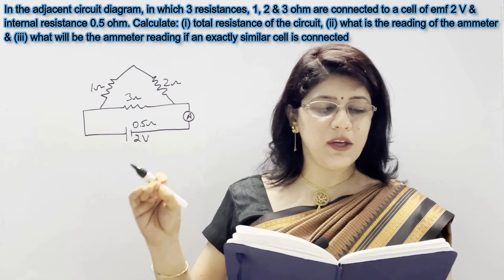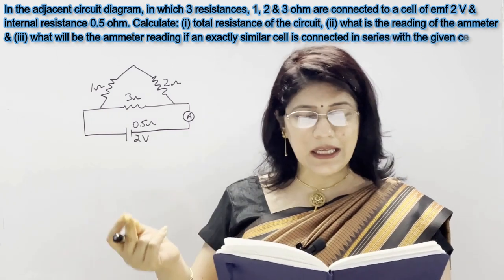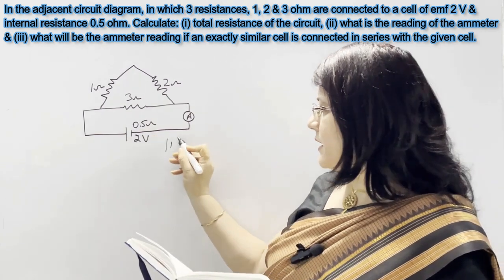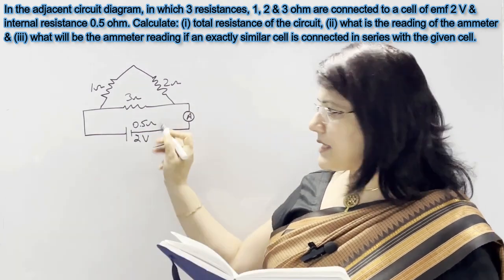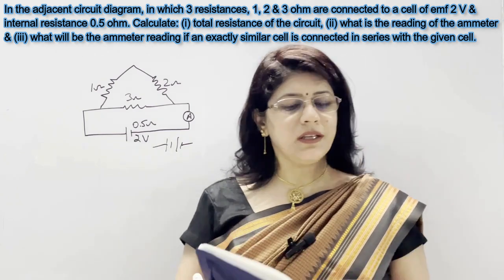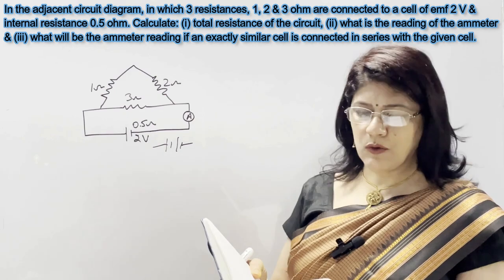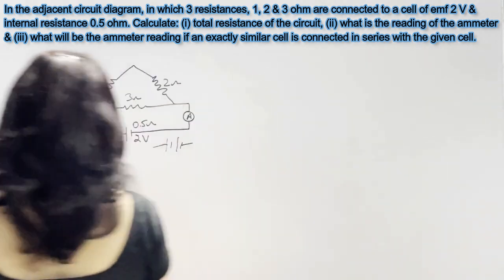What will be the ammeter reading if an exactly similar cell is connected? Exactly similar cell of the same value is connected in series with the given cell. So the third part is crucial. The first part is very simple.